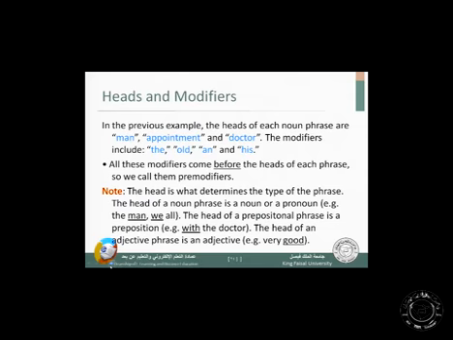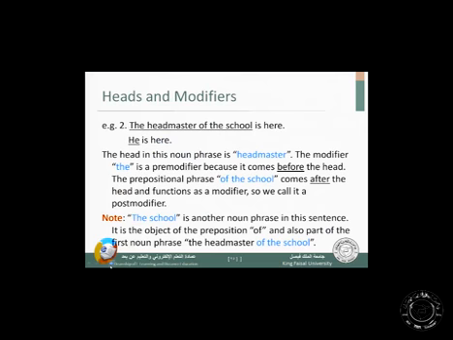The head of an adjective phrase is an adjective. So in very good, good is an adjective, and it is the head of this adjective phrase. When we say he is very good, very good is an adjective phrase. But sometimes adjective phrases can be part of noun phrases, so they can come under noun phrases. When we say a very good student, they come as part of noun phrases.